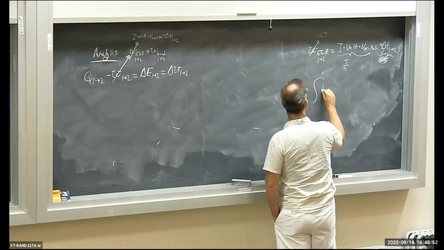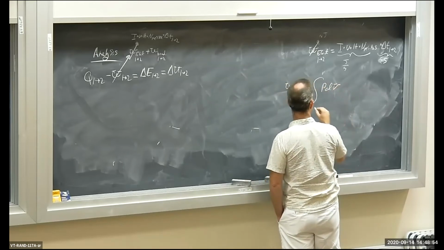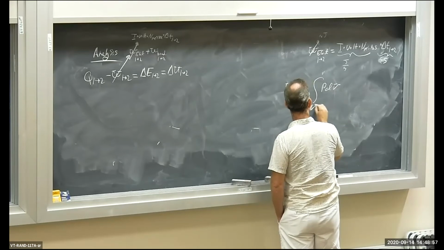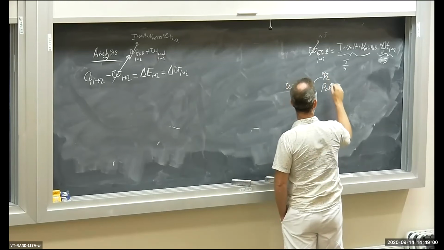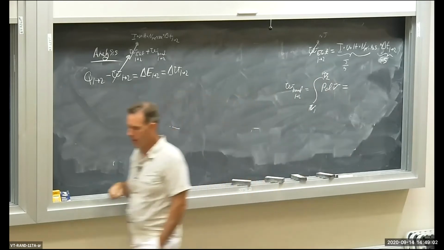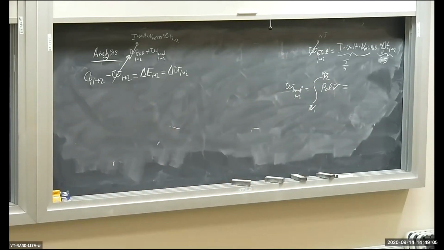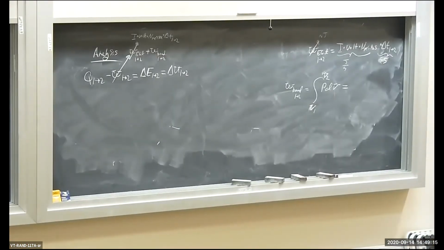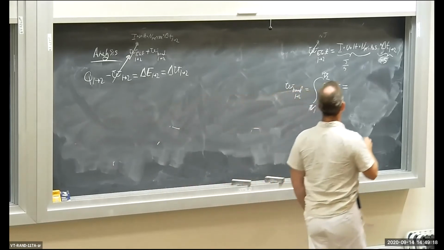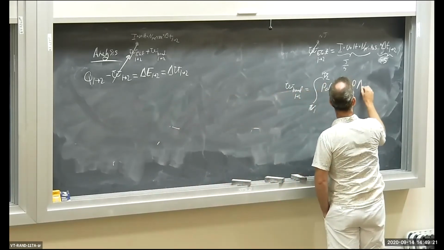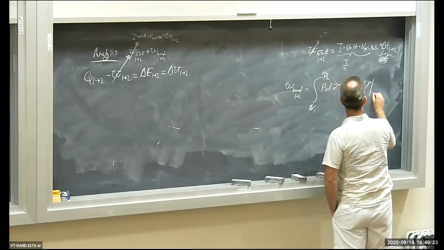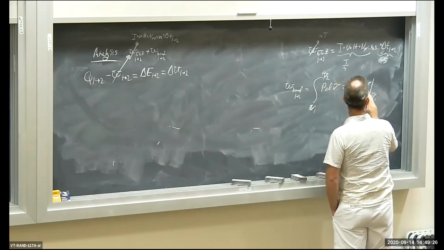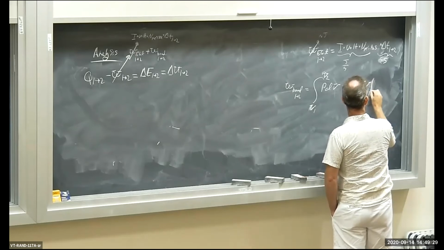That's going to be equal to the integral of P dV, the expression for boundary work, from V1 to V2. Now, this is an isobaric process, so pressure is constant. That means I can pull the pressure out of the integral, and I get P delta V from state 1 to state 2.